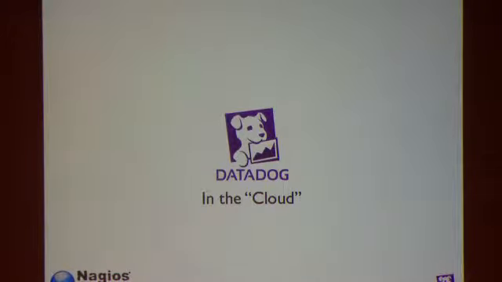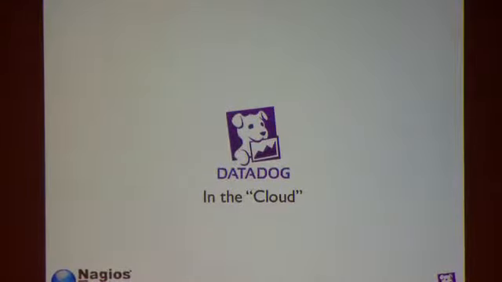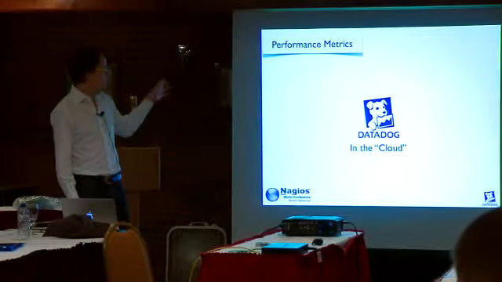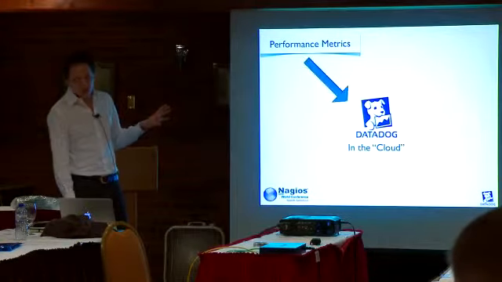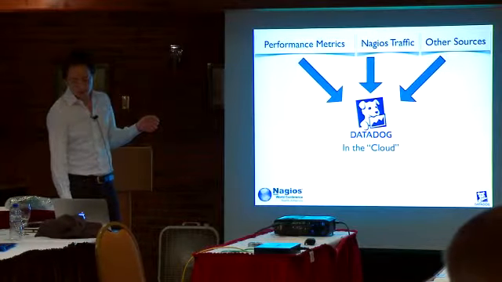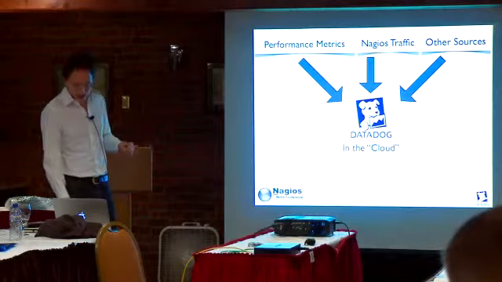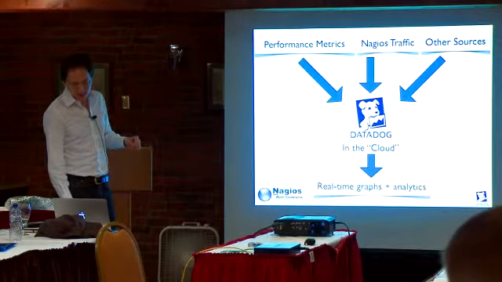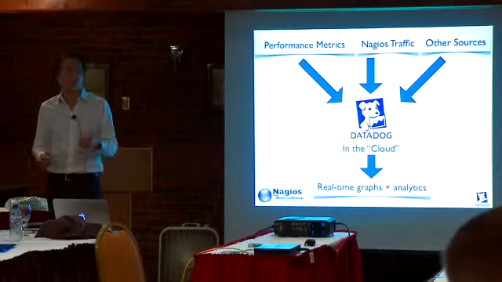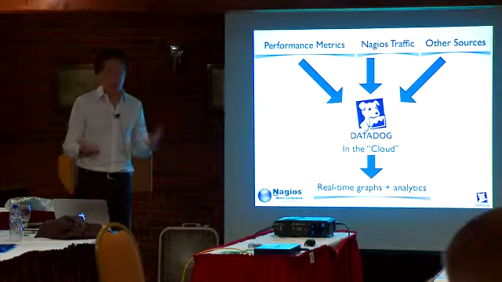So just a few slides about what Datadog does. It's important in the sense that it'll explain how we get the data. So what we do is we're a SaaS service that collects performance metrics, Nagios traffic, and a bunch of other stuff. So it all goes to one place. And then basically we give you back real-time graphs and analytics. So that's the gist of it.